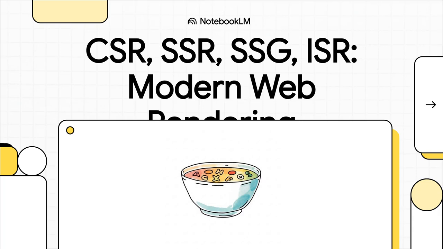Welcome to the Explainer. Today we are tackling that big alphabet soup of modern web development: CSR, SSR, SSG, and ISR. We're going to break down what they all mean, how they actually work, and, most importantly, how you can figure out which one is the right fit for whatever you're building.